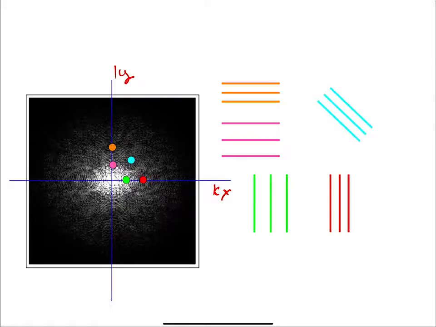And notice if I draw a line to here, and I think about the perpendicular to that line, that essentially tells me the orientation.